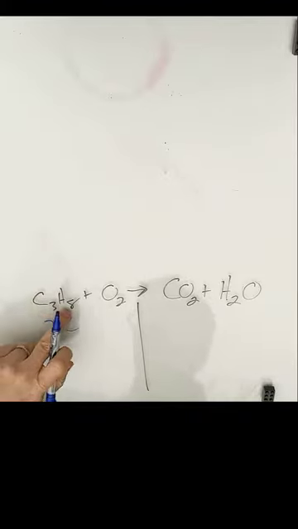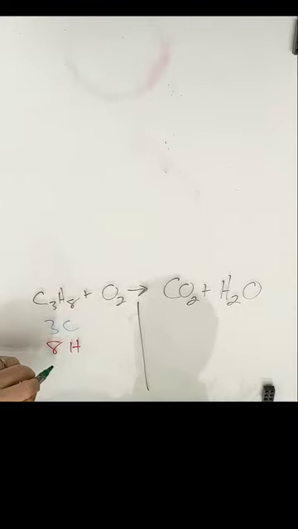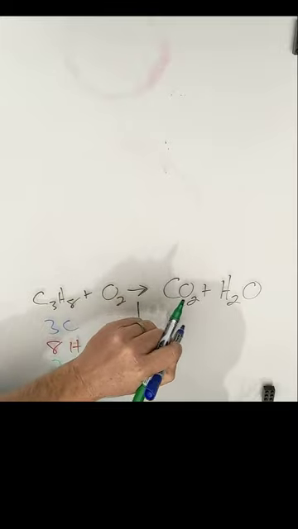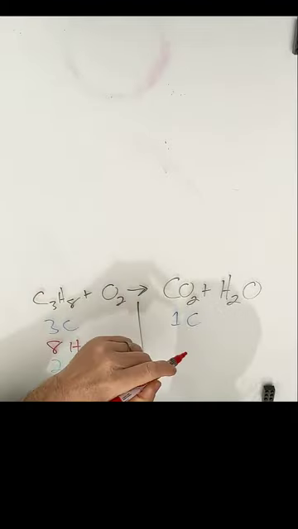Now that's in a perfect world. There are actually other products that typically get produced, but this is the base reaction that we're talking about. Okay, so let's balance this equation. First, tally up the elements. Now we've got 3 different elements. Start with C. There's 3 carbon. There's 8 hydrogen. And there's 2 oxygen. On the other side, I have 1 carbon. I have 2 hydrogen in the H2O.